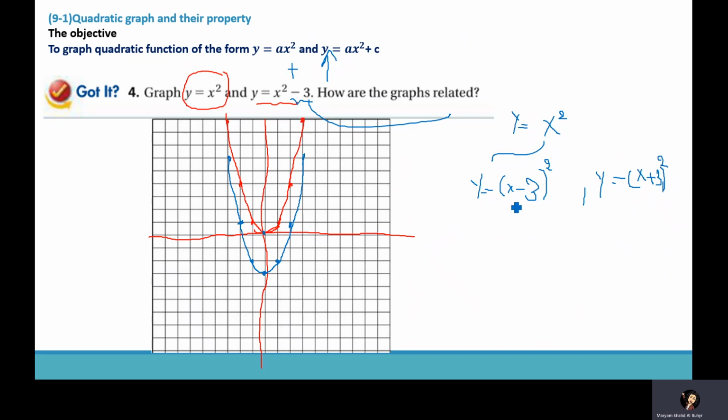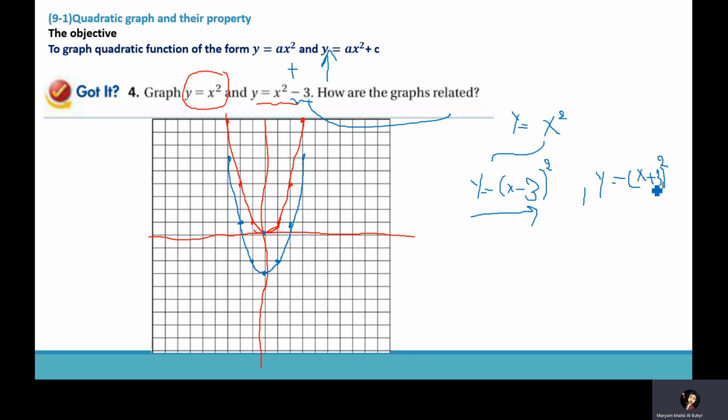Outside, what is the change here? The change here is that you will move this graph in red 3 units to the right. So you will take this one, you will move it 3 units to the right, and then you will graph it in exactly the same way.